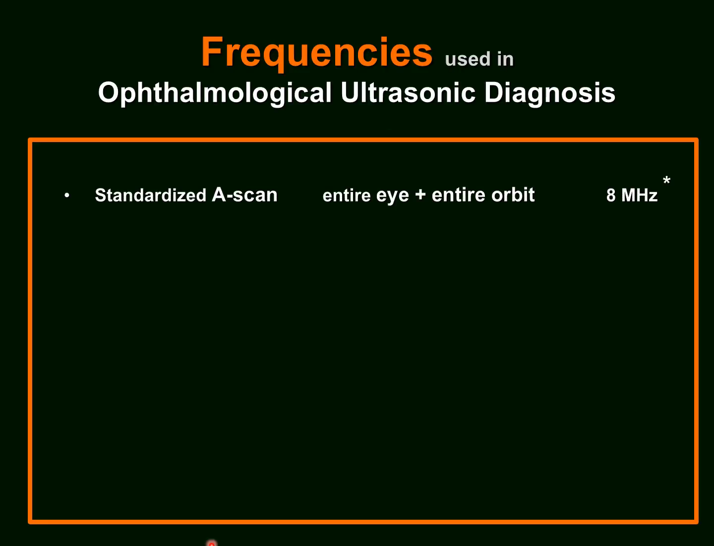In standardized A-scan, the entire eye and entire orbit is being examined, the entire orbit including the orbital apex. For this standardized A-scan we use 8 MHz effective frequency. That is the frequency that is emitted by the probe, not the frequency that is built into the probe.